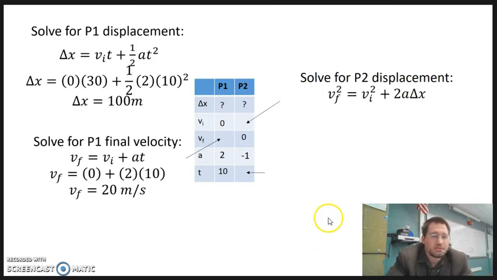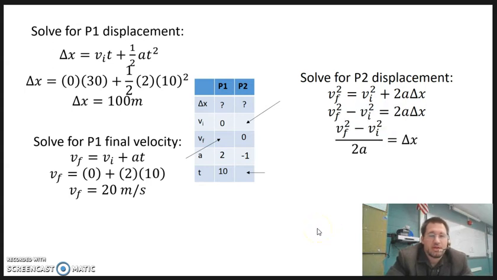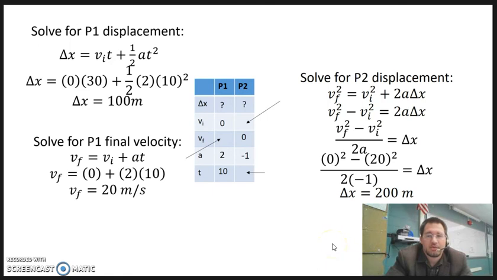Vf squared equals Vi squared plus 2a delta x. Rearrange that one, which you should be used to by this point, and then solve this out, plugging in the values as they're supposed to be: 0, 20, 2, and -1. When we solve this out, we get a value for our second displacement of 200 meters. Now we're not done here because we haven't answered the question yet.